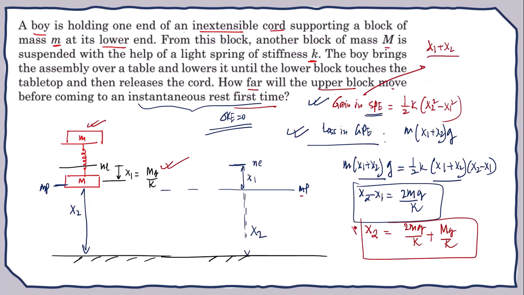I have already got the value of x2. You simply add that, so another capital M will come. Your answer will be 2 times g by k, take common, that is small m plus capital M. That is the displacement of the upper block before coming to instantaneous rest. In that situation, there is no change in kinetic energy, only the change in potential energy. One is the spring potential energy that is gained, and the other is the loss of gravitational potential energy.